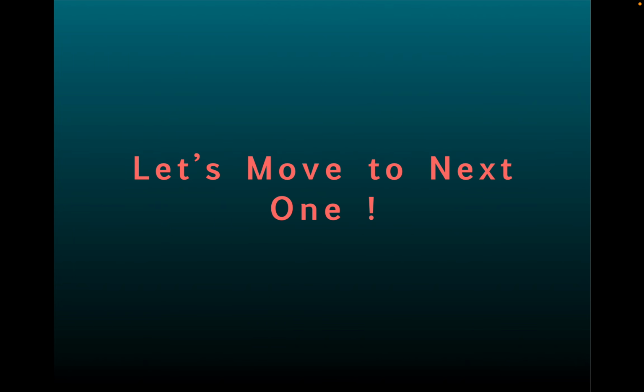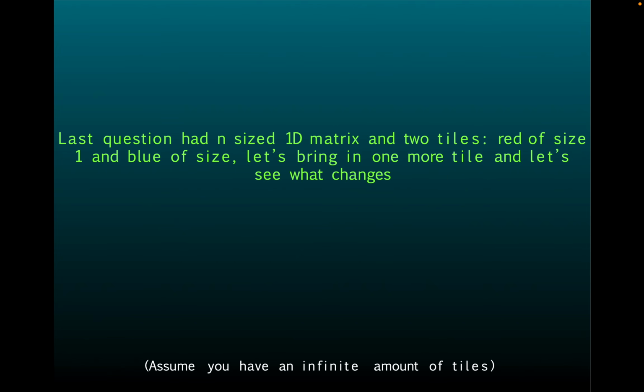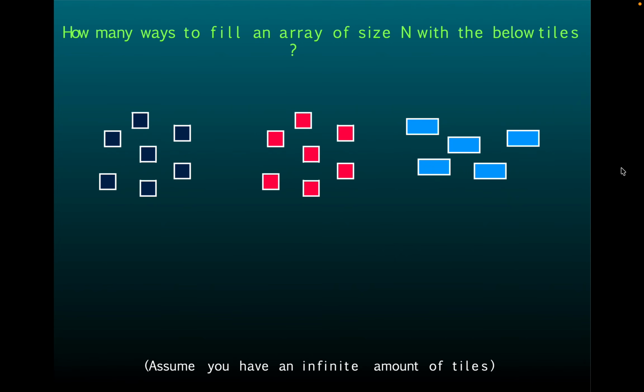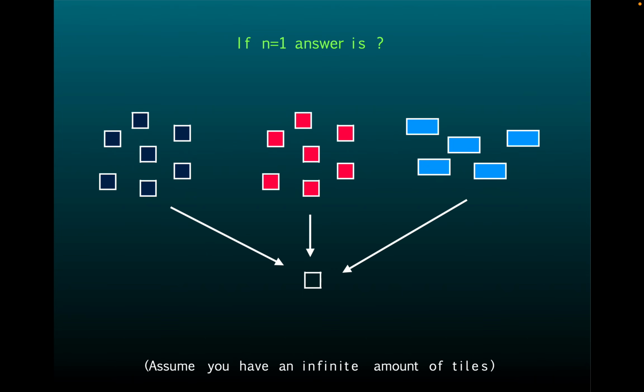Now let's move on to the next question. Let's say we are bringing one more type of tile, which is a purple tile. The size is also the same, it is 1 cross 1 only. Now these are three types of tiles. If the floor size is only 1, the number of ways we have now will not be 1, is that right? The number of ways will be 2. You can place a purple tile or a red tile.